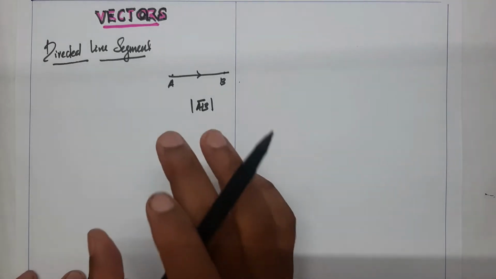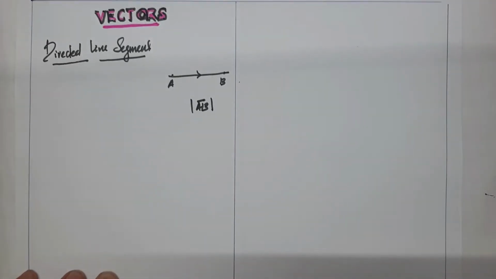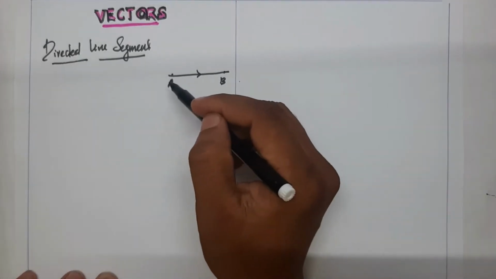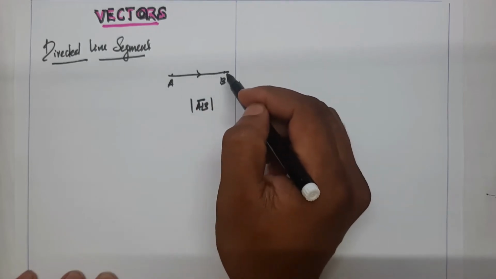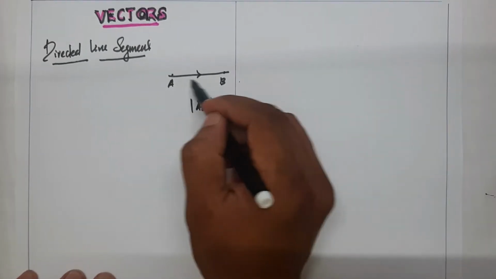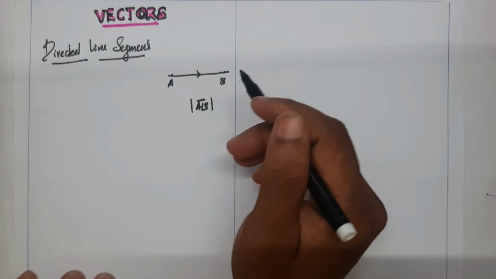Here, vectors are represented using a directed line segment. The starting point is called the initial point and the ending point is called the terminal point. The length of AB is called the modulus or magnitude.